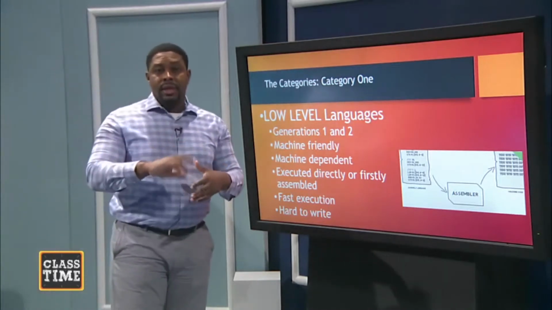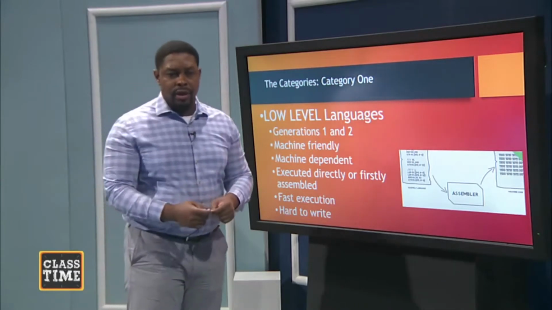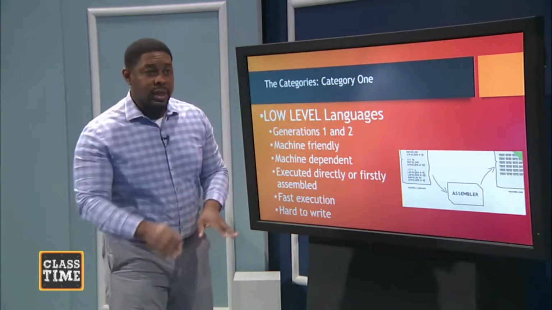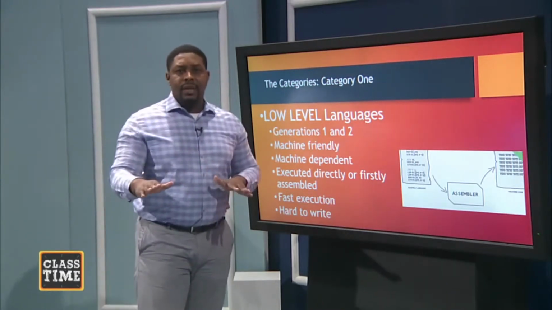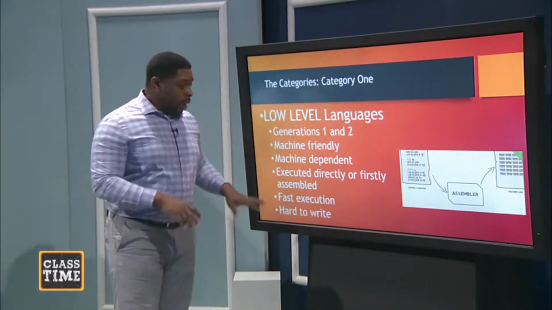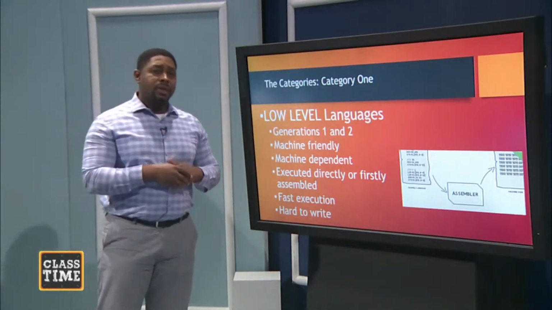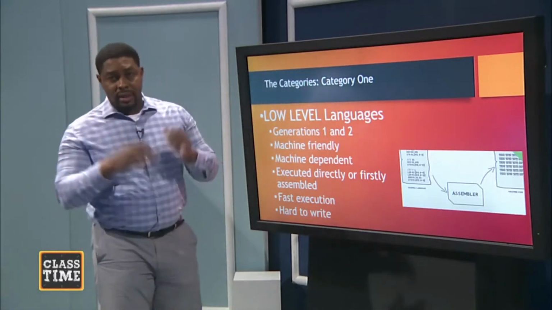Now what this actually means is that because it's so close to the machine in terms of the execution process, it's very, very fast. And we'll see why it's very fast a little bit later. And finally, as we said, it's hard to write. Humans who are able to write machine code are a dime a dozen these days.